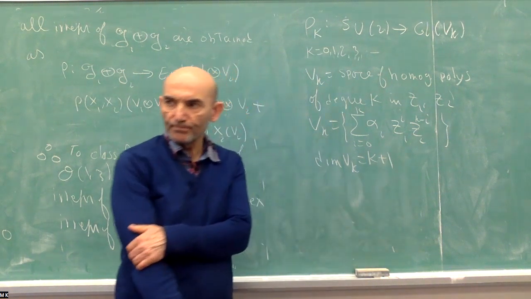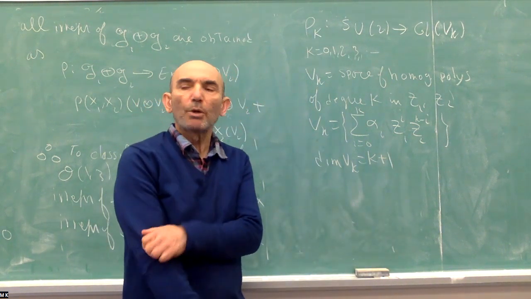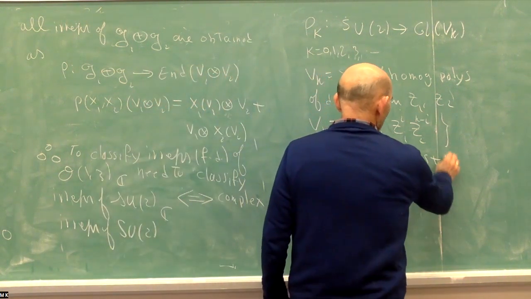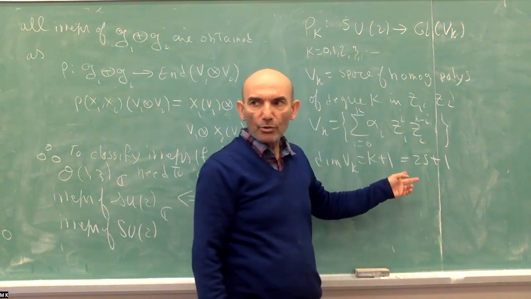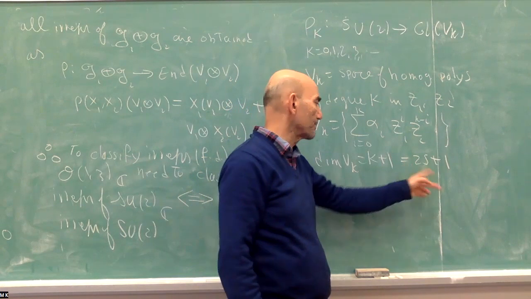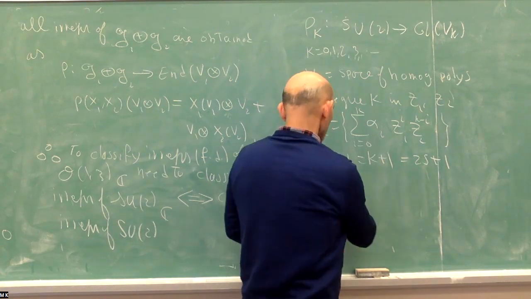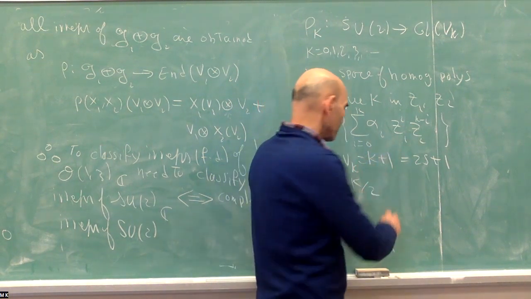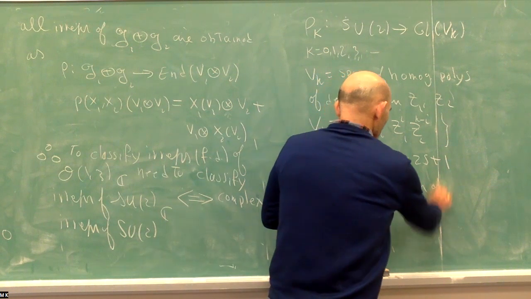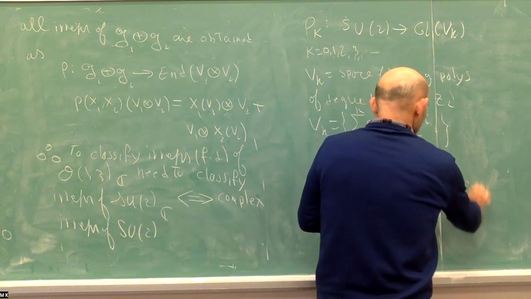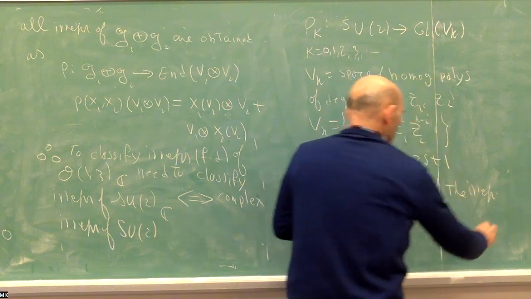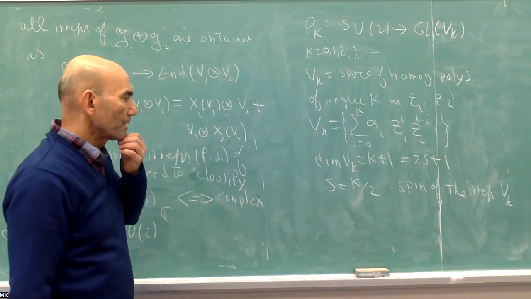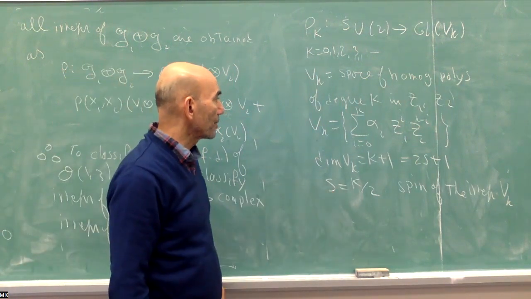The dimension of Vk is k plus 1, but we like to write it as 2s plus 1. So we just introduce an s, such a number that 2s plus 1 is equal to k plus 1. So s is equal to k over 2. That's called the spin of the representation. I'll get to the spin very soon, but this is just a notation for us.